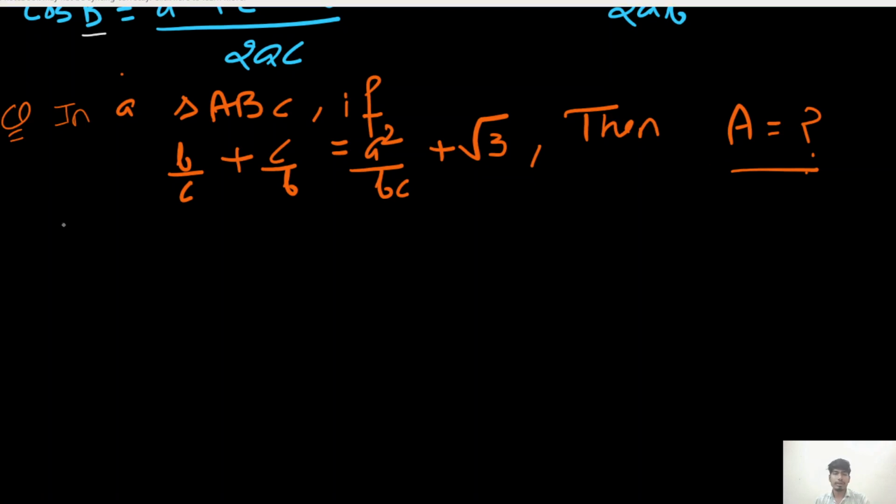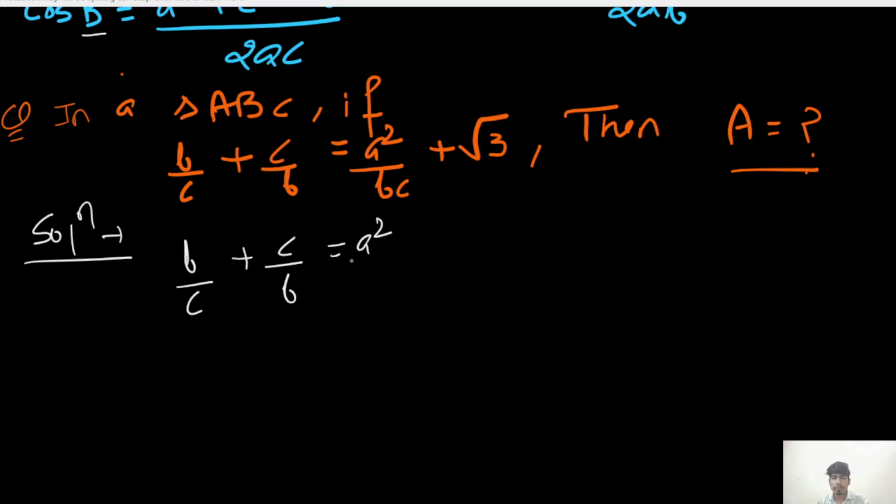Okay students, so let's start the solution. We have given this equation: b upon c plus c upon b is equal to a square upon bc plus root 3.